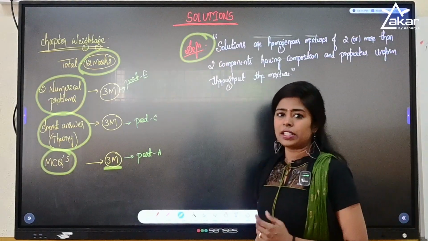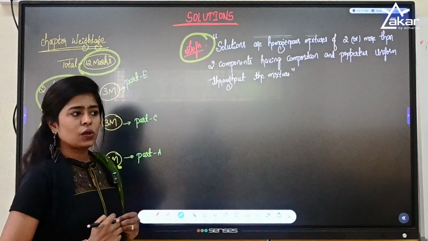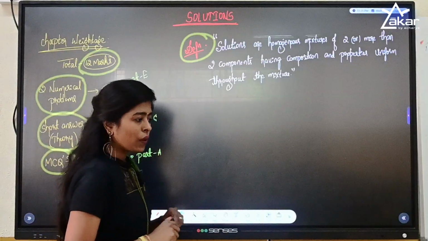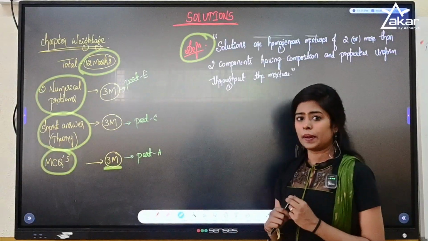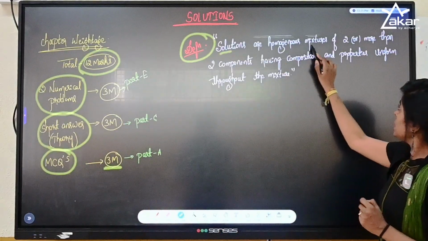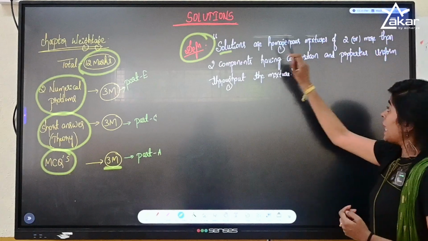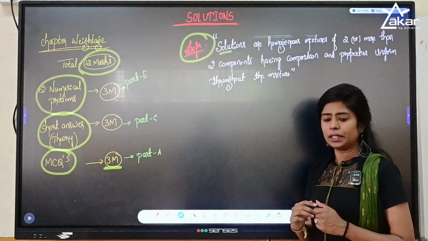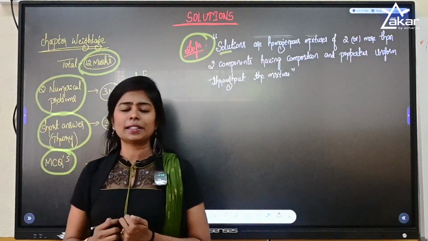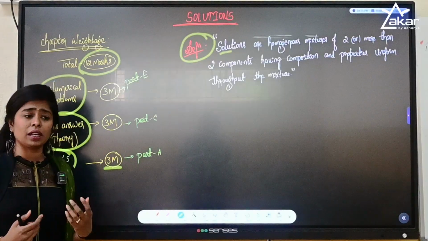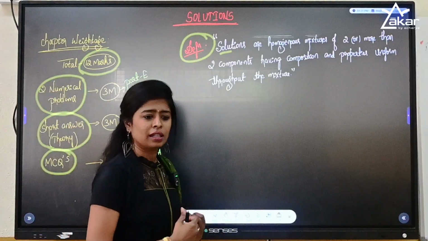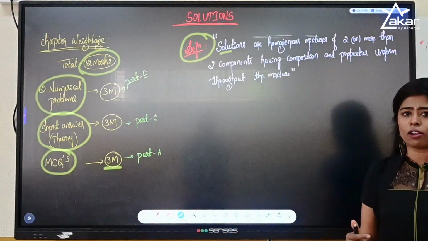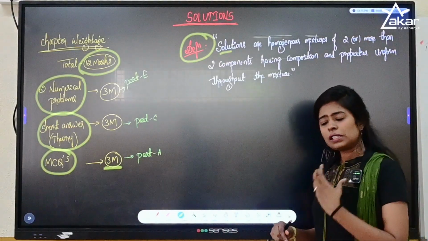So what comes to your mind if I say solution? Every day we are using different types of solutions in our day-to-day life. So how can we define that? Solutions are homogeneous mixtures of 2 or more than 2 components having composition and properties uniform throughout the mixture. So what is this mixture called? Every day we use tea, coffee, soft drinks, and even the air we breathe. Everything is made up of mixtures. Nothing is pure components.